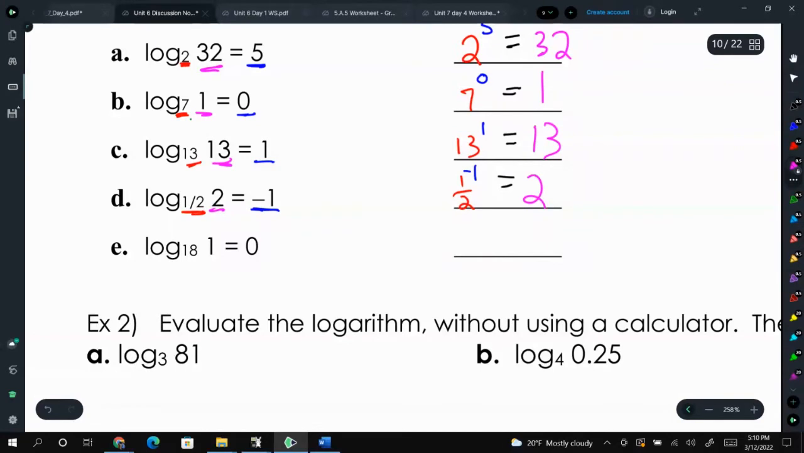Again, the word log and our exponent are on opposite sides of the equation. So the word log is on the left side. Our base is 18. The number on the opposite side of the word log is our exponent, so 0 equals 1. And again, that makes sense because anything to the 0 power is 1.